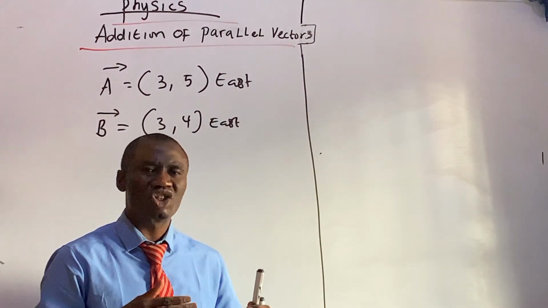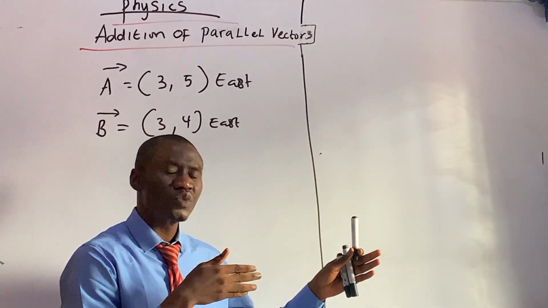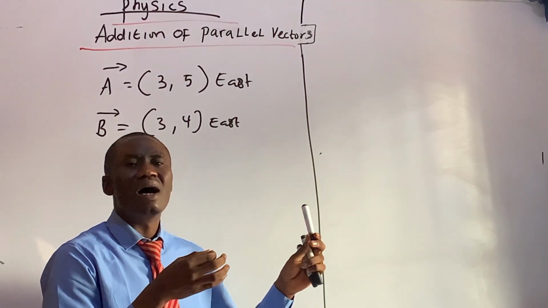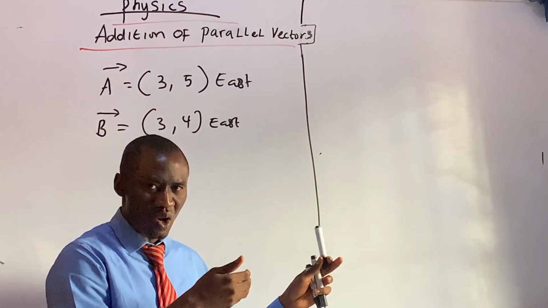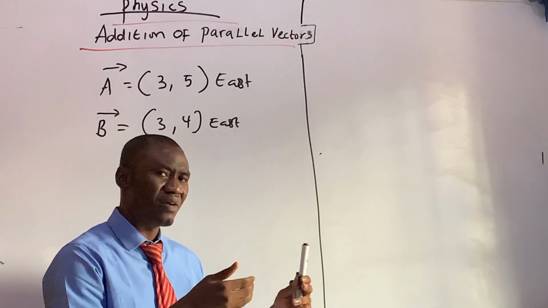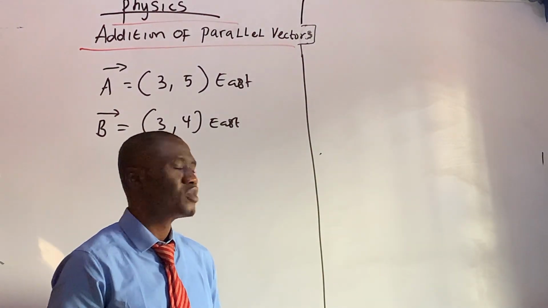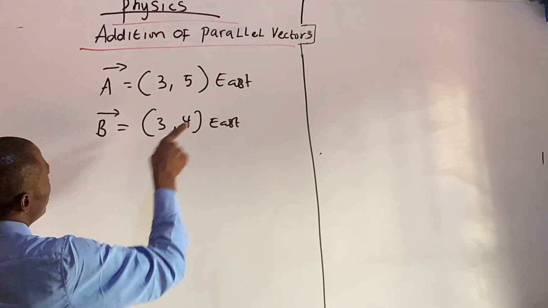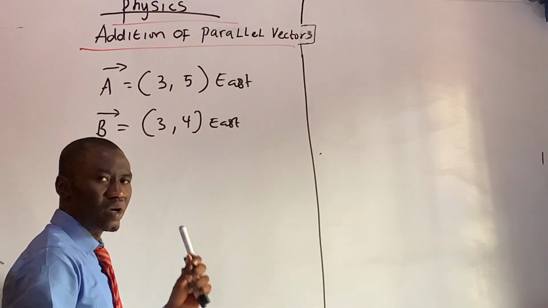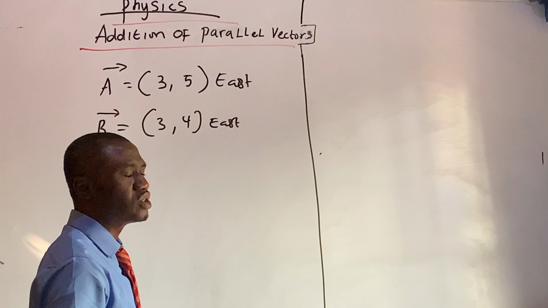Whenever vectors are traveling in the same direction, you use a simple arithmetic operation, the plus. Whenever vectors are traveling in opposite directions, you use the subtraction. Now, over here, the vectors are moving to the east. Vector A to the east, vector B to the east.